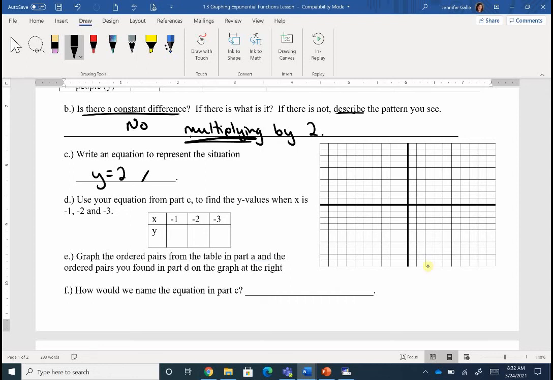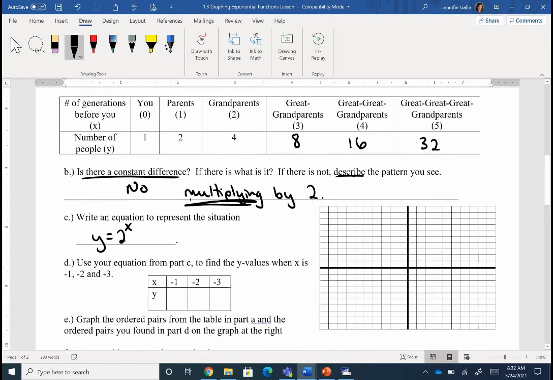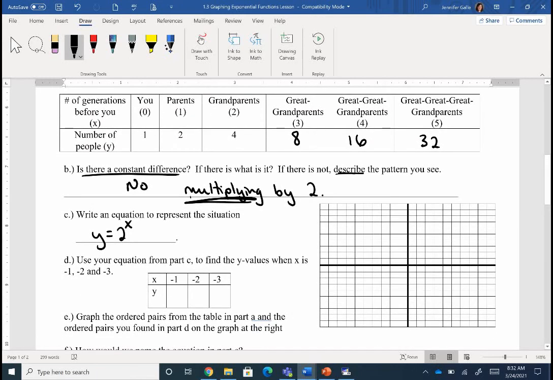So think about the work we've been doing. In order to get 2, then times another 2, then times another 2, we need exponents in there. So 2 to the power of x. Now you might be thinking, whoa, wait, Miss Kelly, I'm not buying that. Let's check it out. X is our number in parentheses. That's how many generations came before you.